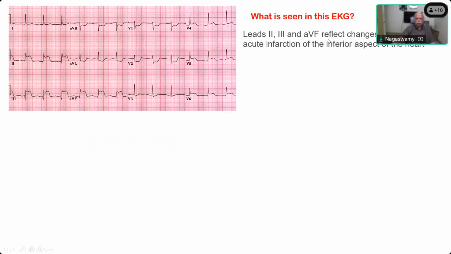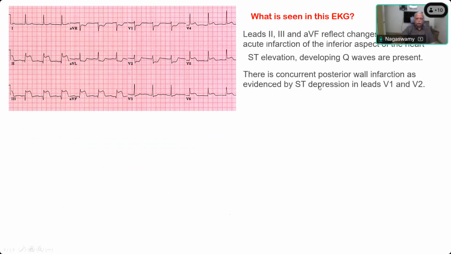These reflect changes of infarction of the inferior wall: ST elevation developing with a Q wave, and the concurrent posterior wall ST depression in this case. So you should not miss these two changes.